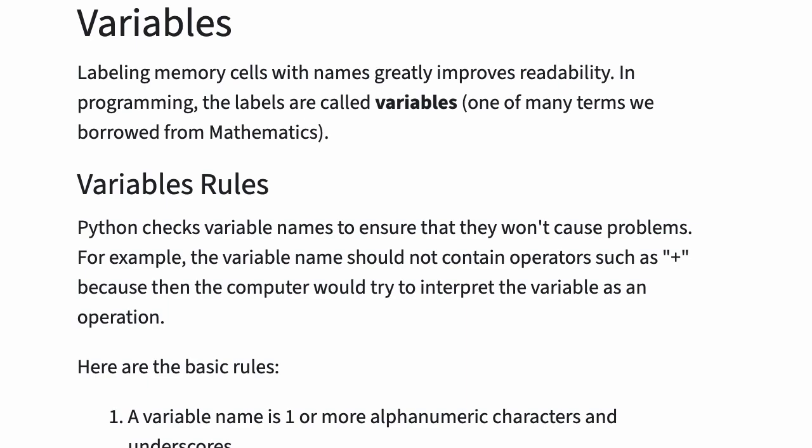Labeling memory cells with names greatly improves readability. In programming, the labels are called variables, one of many terms we borrowed from mathematics. Python checks variable names to ensure that they won't cause problems. For example, the variable name should not contain operators such as the plus sign, because then the computer would try to interpret the variable as an operation.